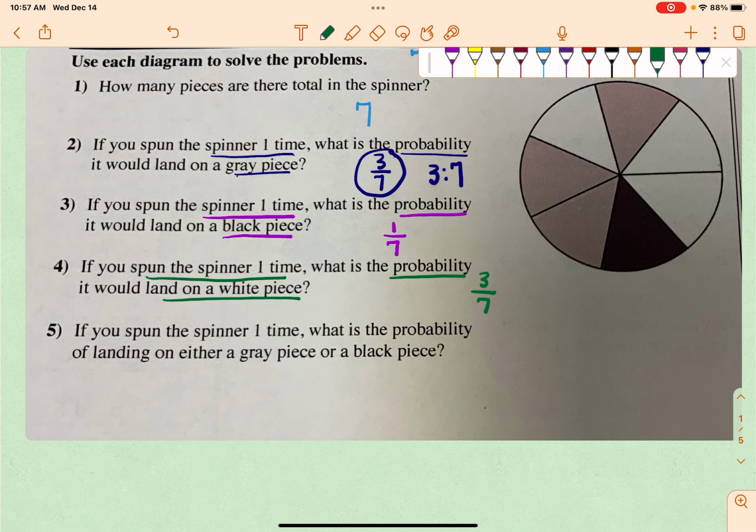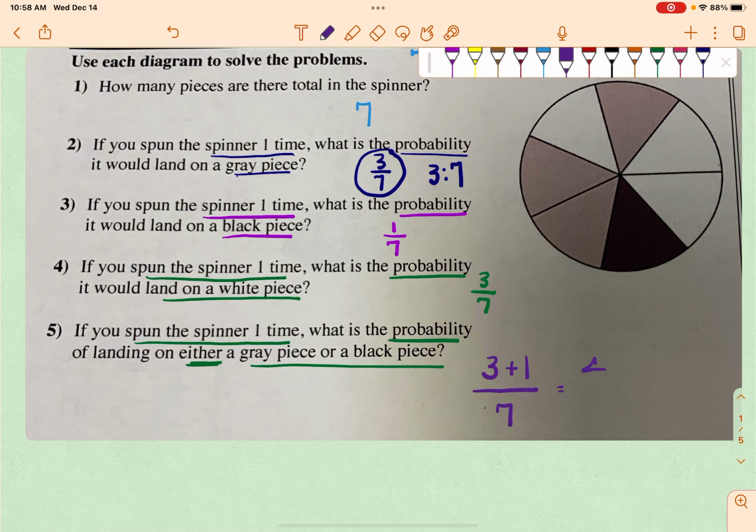Okay, now the next one. If you spun the spinner one time, what is the probability of landing on either a gray or a black piece? So if I look over here at this, gray pieces, I have 3 of them. I have 1 black piece out of 7 total. So that's a total of 4 out of 7. And that can't reduce, so that's going to be my final answer. Now, all of these fractions, remember, when you get them, be sure you're trying to see if you can reduce them.